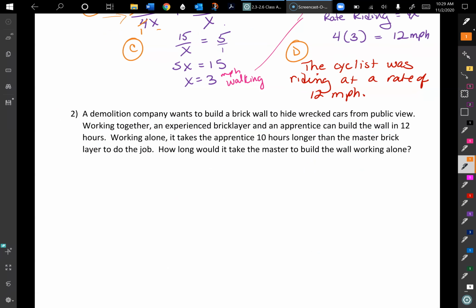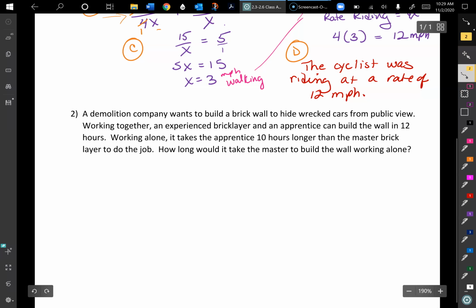A demolition company wants to build a brick wall to hide wrecked cars from public view. Working together, we have an experienced bricklayer and an apprentice. Together, they can build the wall in 12 hours. Working alone, it would take the apprentice 10 hours longer than the master bricklayer to do the job. How long would it take the master to build working alone?